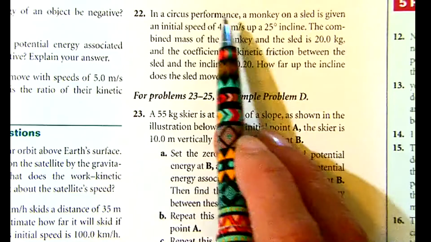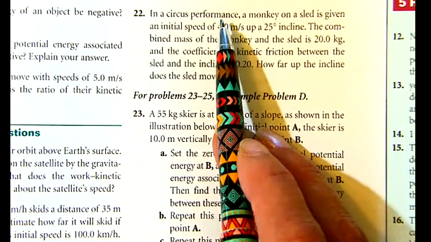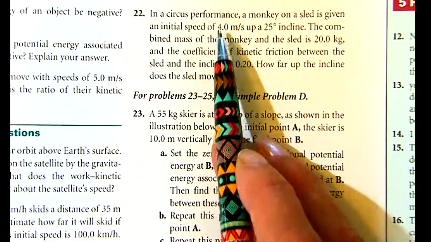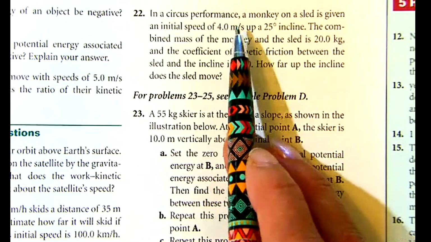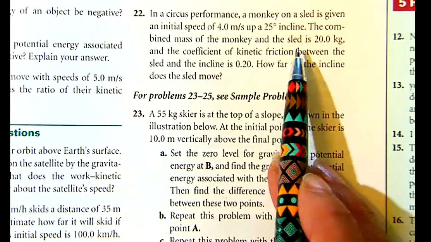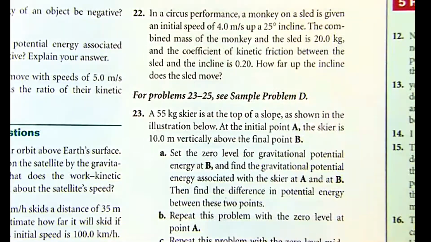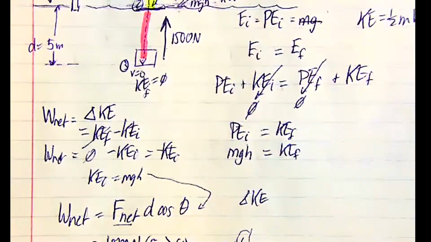So we have a monkey in a box sled. We're going to just draw a box, and their combined mass is 20 kilograms, and they're going up 4 meters per second at an incline of 25 degrees. So we need to draw a picture. I think I'll start with a fresh page here and zoom. What is the question they want to know? They want to know what the distance is, how far up the ramp you went.